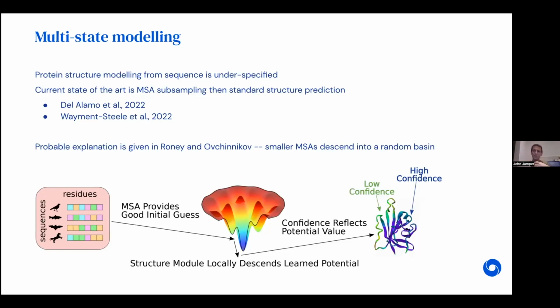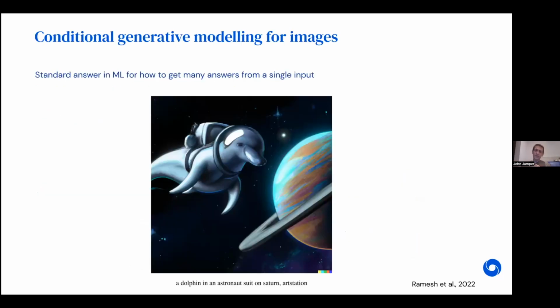And so these methods work a bit. I think it hasn't been quantified exactly how much they work. We don't have really good benchmarks in general in the multi-state field, but they do definitely sometimes work in anecdotal cases, but they're not really principled. What's the principled and good way to think about multi-state modeling? How should we connect this more directly to a deep learning objective?